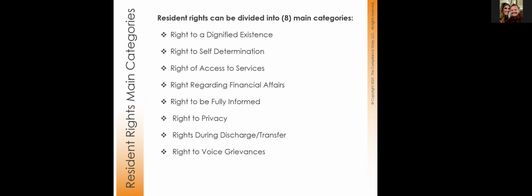Let's talk about the 8 categories that this can be divided into. Right to a dignified existence, right to self-determination, right of access to services, right regarding financial affairs, right to be fully informed, right to privacy, right during discharge and transfer, and right to voice a grievance.